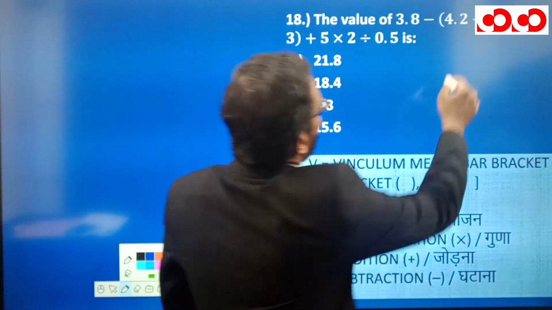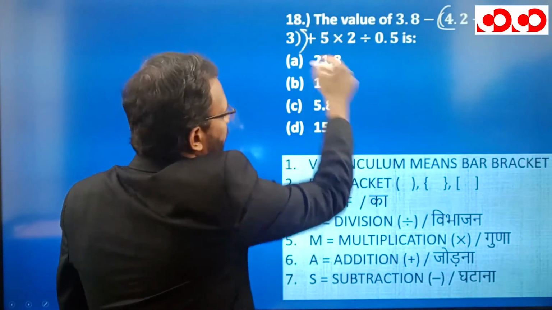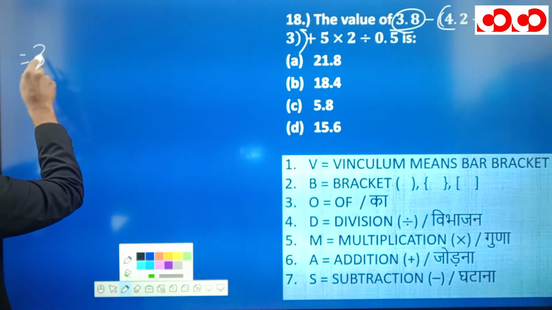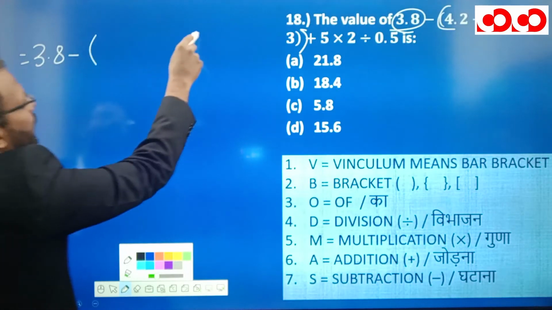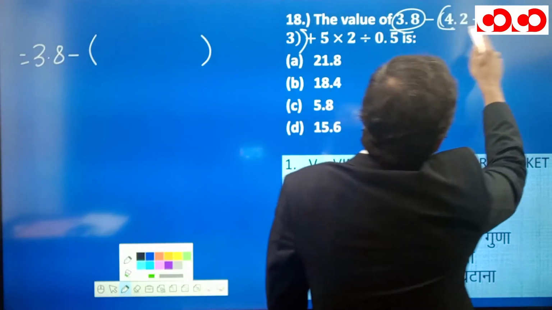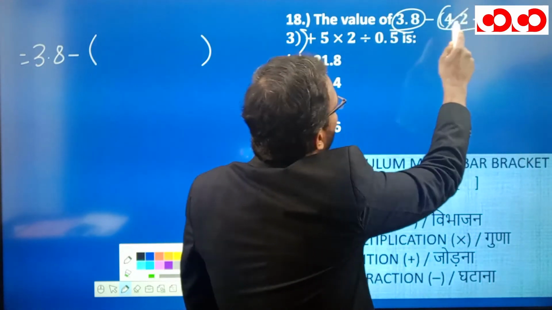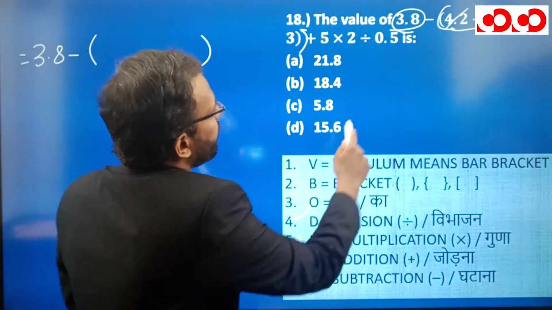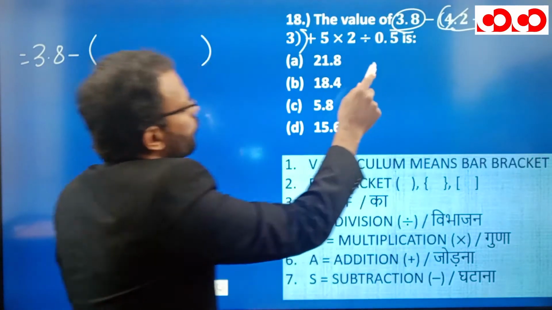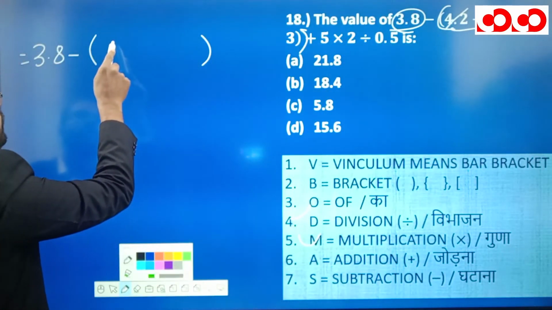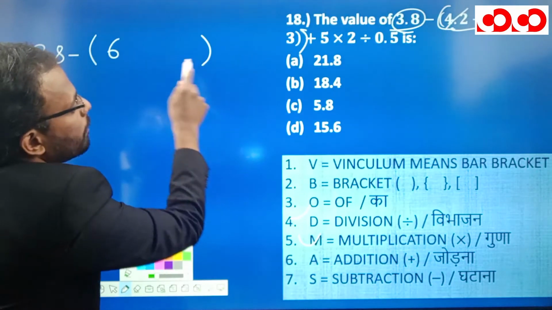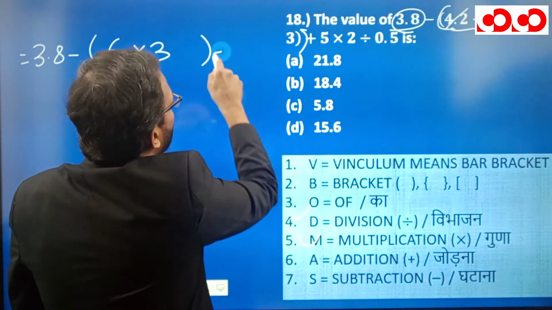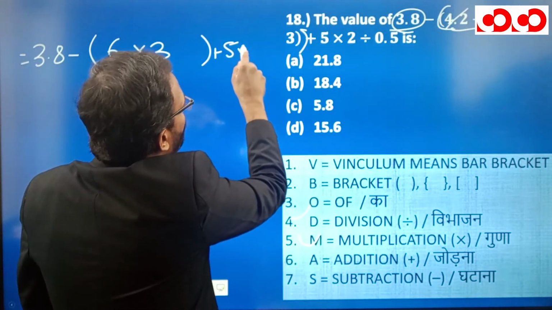So first of all, we will have to solve this bracket, because bracket has the highest priority. So there is 3.8 over here and minus of this bracket, right? Inside this bracket there is a division sign, so I'll divide it first. 4.2 divided by 0.7, because divide comes before multiplication and there is a multiplication after it. So 4.2 divided by 0.7 will be 6 and multiplied by 3. Then there is a last sign, plus 5 into 2.